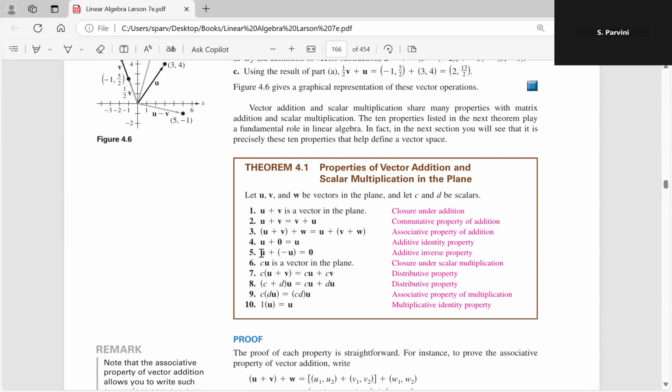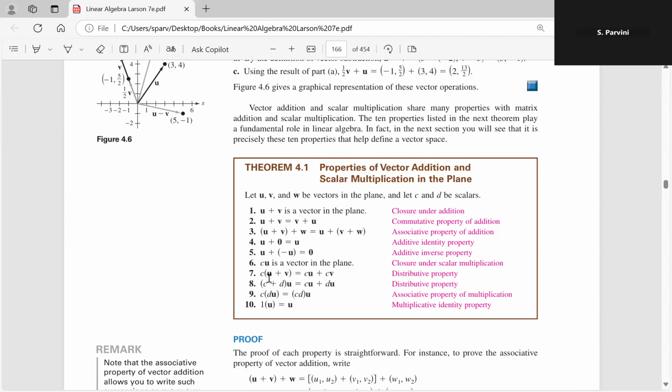Number 5, the last one for vector addition, is your additive inverse property of vectors. Any vector plus its opposite gives you the 0 vector. So the first 5 are again the addition properties of vectors. The last 5 are scalar multiplication.